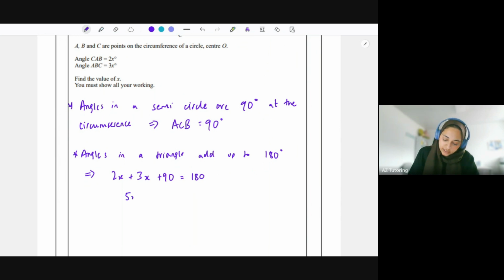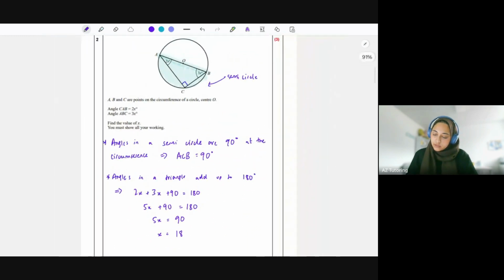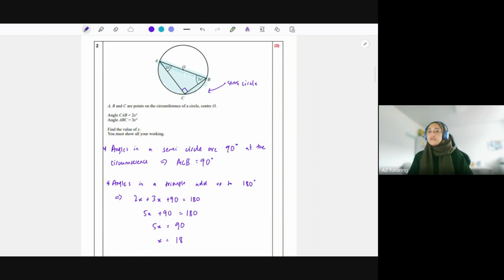2x add 3x is 5x, add 90 equals 180. Let's get this 90 over to the right-hand side, so we're going to minus it. So 5x equals 90 because 180 minus 90 is 90. And to get rid of that 5, since it's 5 times x, we're going to divide. So 90 divided by 5 gives me 18. So x is 18. So that's just one example of the circle theorems that could potentially come up.